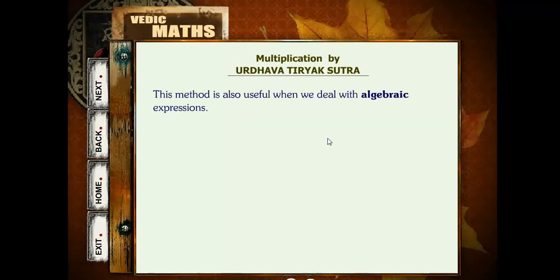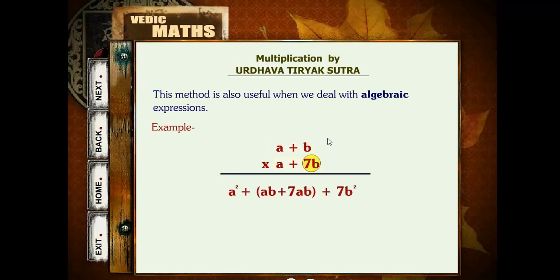This method is also useful when we deal with algebraic expressions. Example: when a plus b is multiplied by a plus 7b, we get b into 7b, which is equal to 7b square.